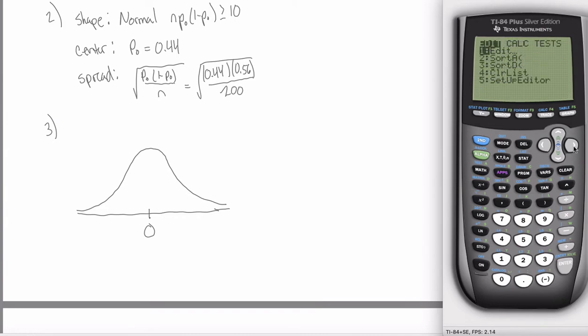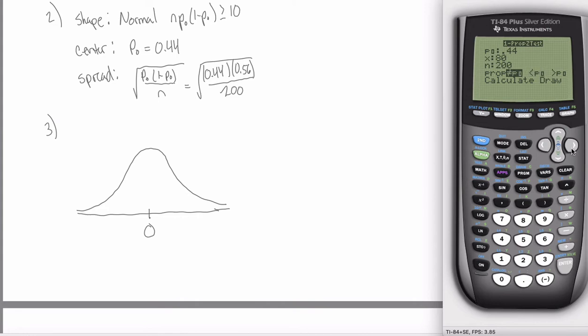So I'll hit the stat key and then go over to tests. And instead of selecting z-test like I did when we learned this in 4.3, I'm going to select 1-prop z-test. It's a function specifically made for these prop, meaning proportion, z-tests. Hit 1-prop z-test, it asks me for p naught, that's 0.44. It asks me for x, that's 80, and n, that's 200.